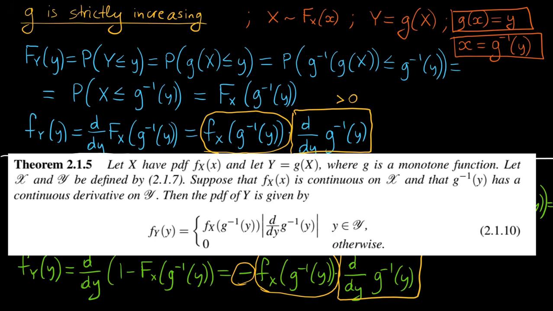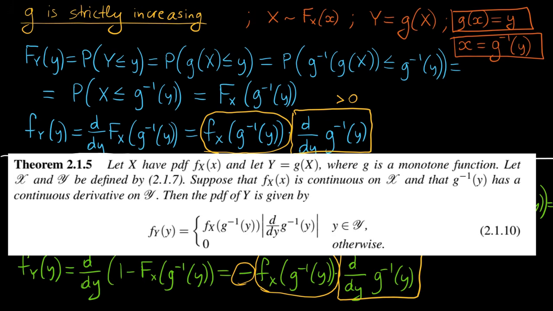And it works, again, because when g is strictly increasing, g inverse is strictly increasing, and the derivative will be greater than or equal to 0. And the absolute value of a non-negative number is just that number as is. And when g is strictly decreasing, g inverse is also strictly decreasing, and its derivative will be less than or equal to 0. And the absolute value of a number that is less than or equal to 0 will be the positive version of it.